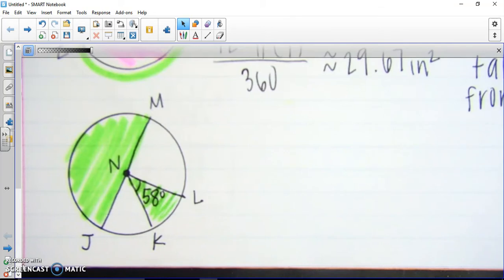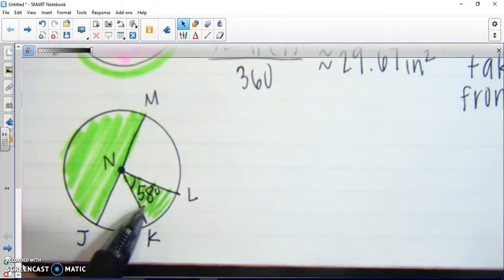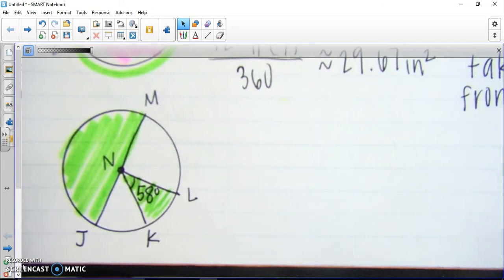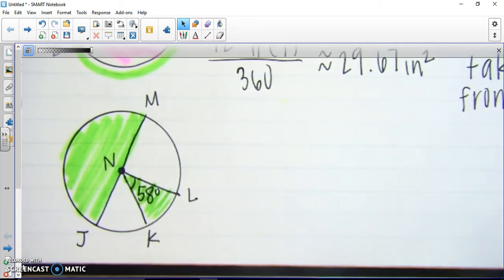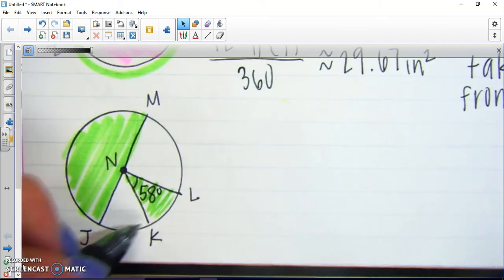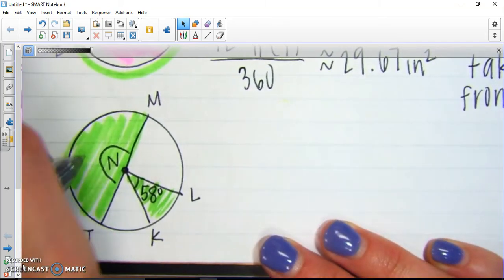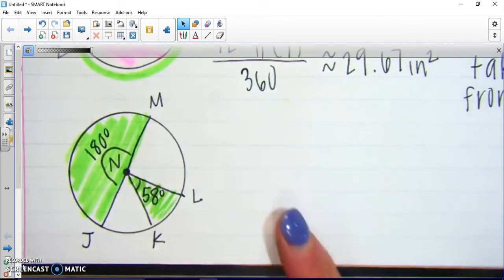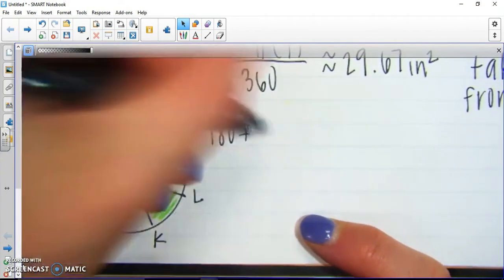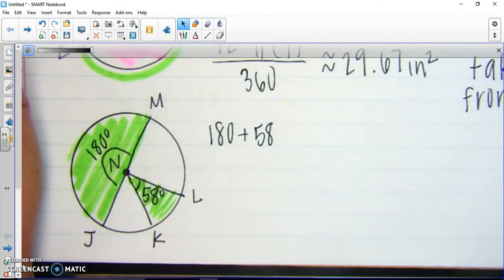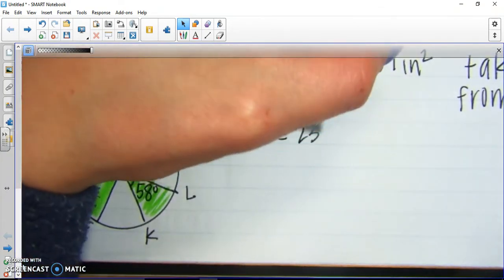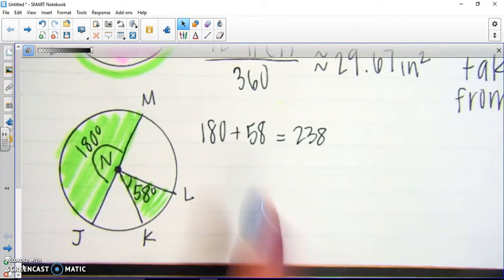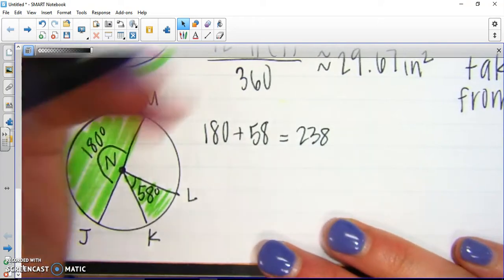So if the goal is still to find the area of the shaded sections, we're finding the area of more than just this 58 degrees and more than just half the circle. Right? So you could do this a couple different ways, but just one way to do it is if this is 58 and this entire angle measure is 180, just add those numbers together. So take your 180, add it to 58, and you're going to get 238. You can treat 238 as the entire measure for the sector. So you can still use that same sector formula.